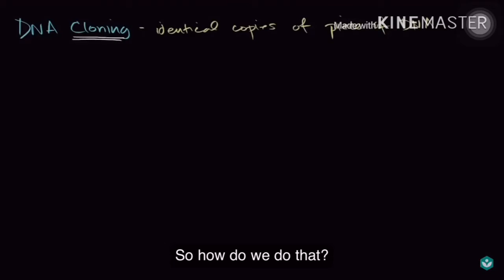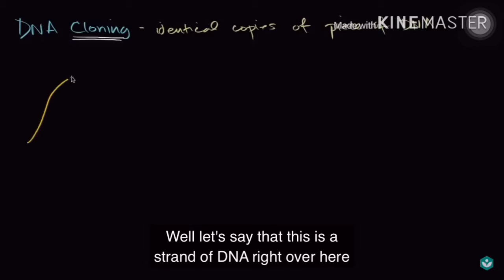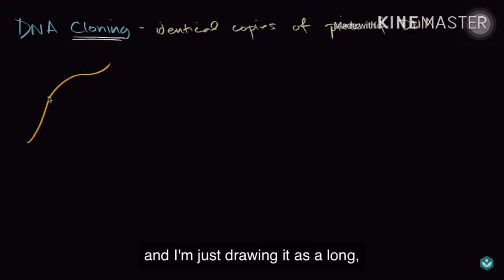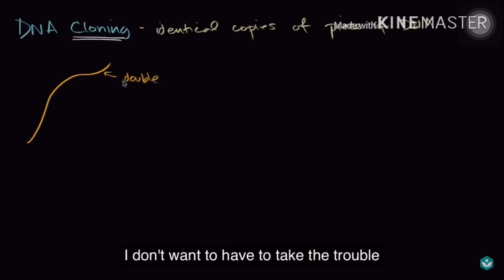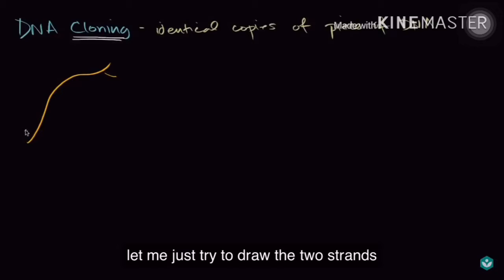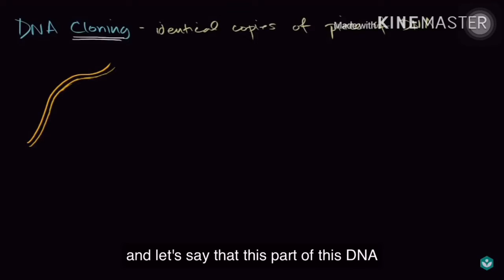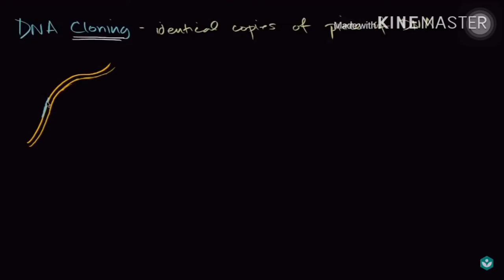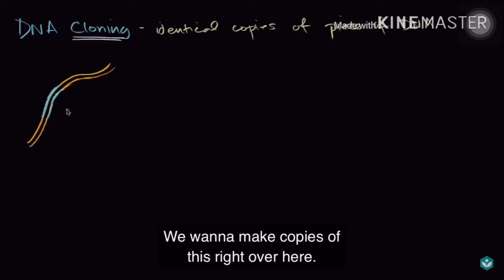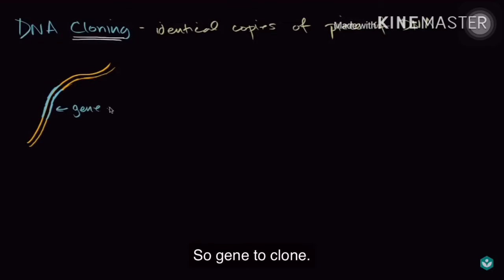So how do we do that? Let's say that this is a strand of DNA right over here, and I'm just drawing it as a line, but this is double-stranded. Actually, let me draw the 2 strands, just so we remind ourselves. So there we go. This is the double-stranded DNA, and let's say that this part of the DNA has a gene that we want to clone. We want to make copies of this right over here. So, gene to clone.